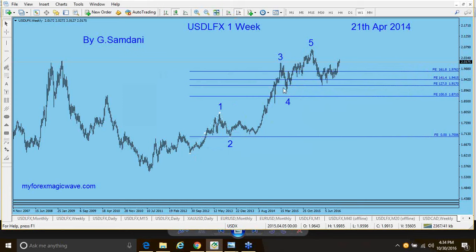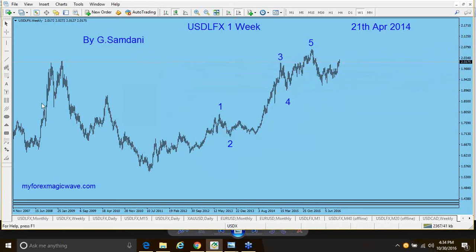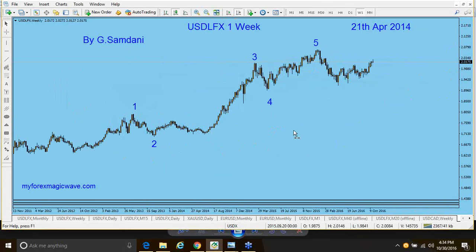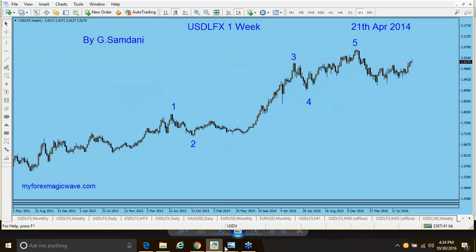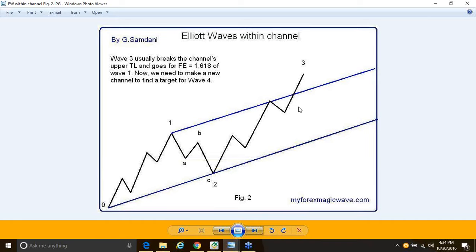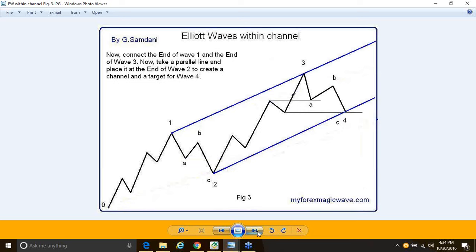Now wave four is a retracement, so we don't use this tool again. We need to use the other one, the retracement tool, to measure wave four. So I'm going to open up a little bit. It's just shrinking. So wave four. Now here again, we go back to this diagram and see how much wave four retracement we need.